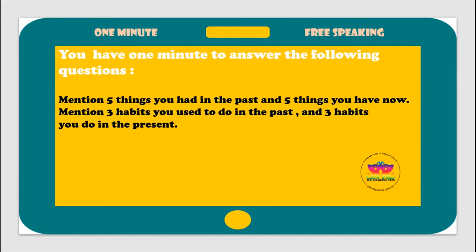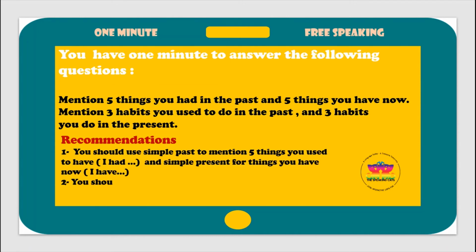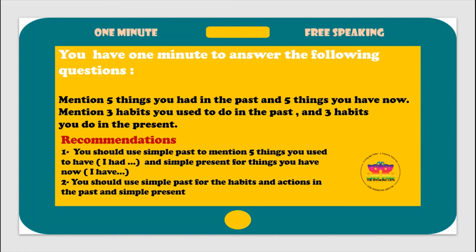Well done. Let's get some recommendations. For the first part, you should use simple past to mention 5 things you used to have. So you say, I had. And simple present for things you have now. I have whatever you have. Part number 2, you should use simple past for the habits and actions in the past. And simple present for the habits and actions that you usually do in the present.